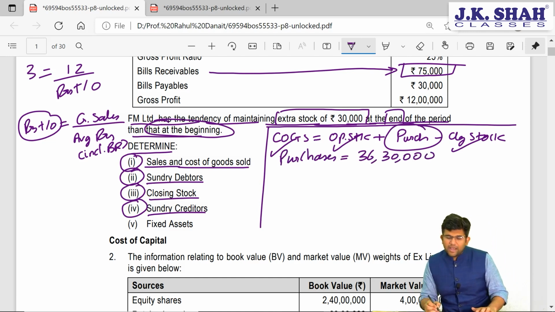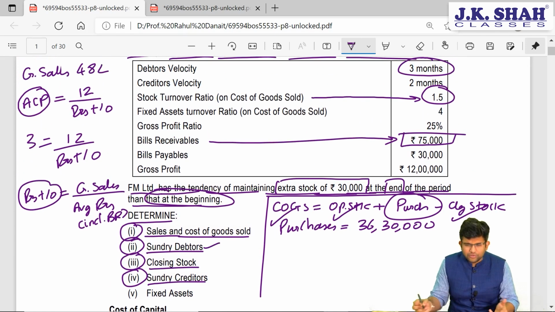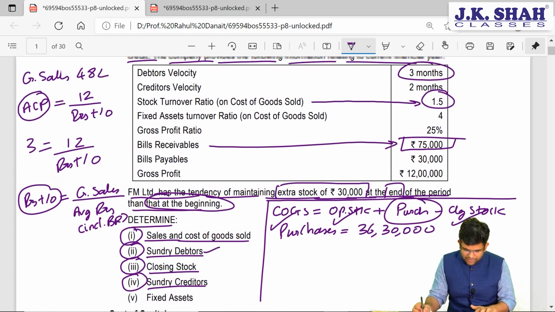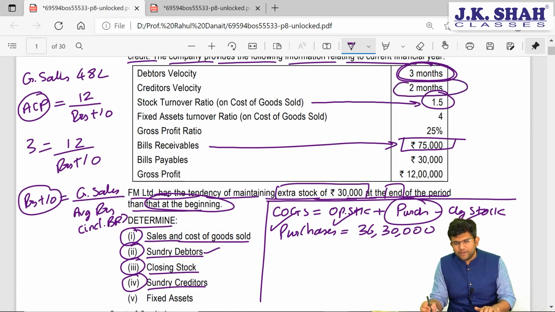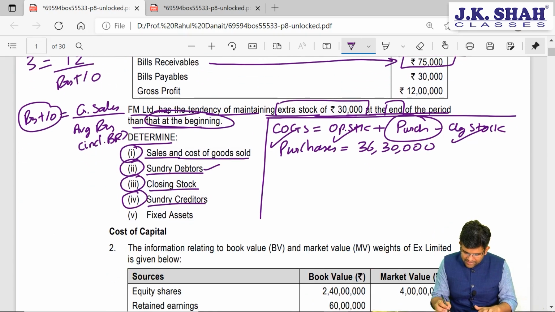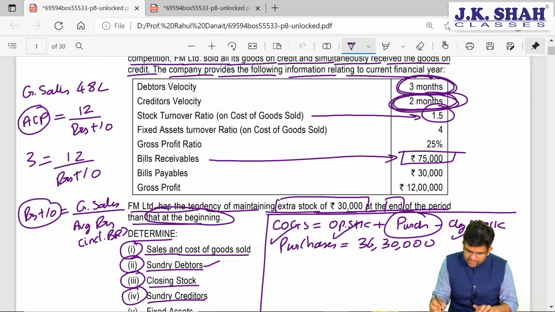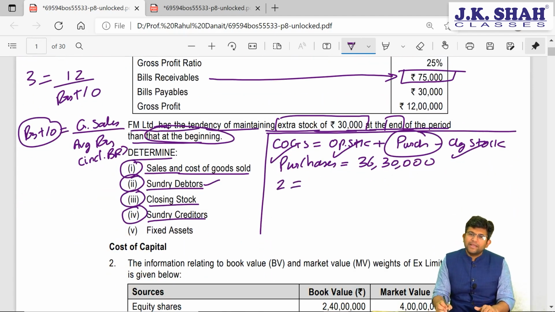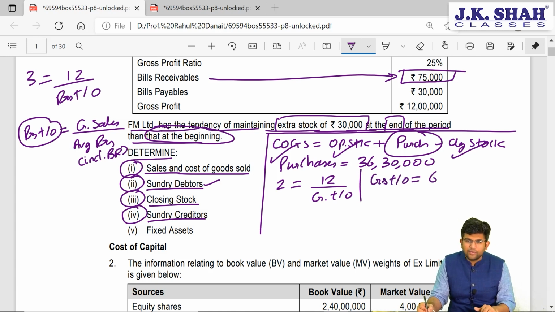Now from purchases, how do I find creditors? Same way in which you found debtors using sales. Everybody clear? Just as the velocity of debtors was given, similarly velocity of creditors is also given. Creditors velocity means nothing but average payment period, which is 2 months here. Average payment period is nothing but 12 divided by creditors turnover ratio, correct? That will give you the creditors turnover ratio as 6 times.